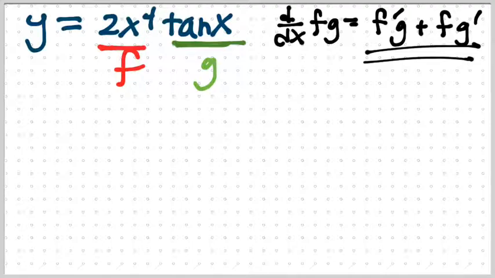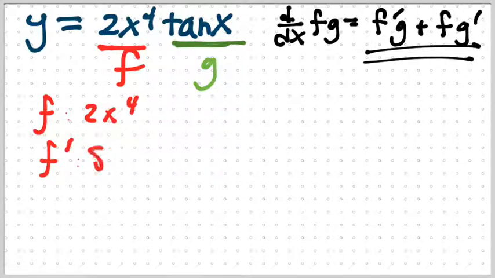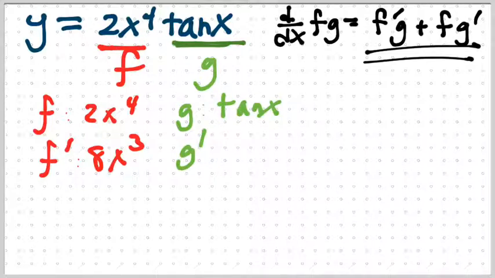Once again, let me list out my ingredients. Color coding here a little bit. F we're calling 2x to the fourth. F prime we're calling, well, it's the derivative of that, so it would be 8x to the third using the power rule. G we have defined as the second half of the function, or tan of x. G prime, therefore, if I know my trig derivatives, which I should, the derivative of tangent is secant squared of x.